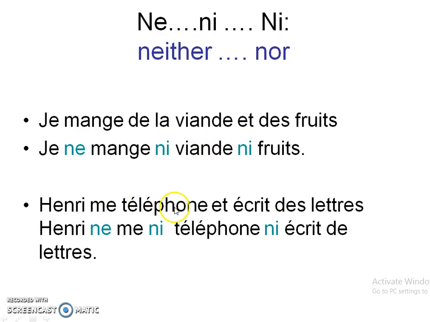Henri me téléphone et écrit des lettres. Henry telephones and writes letters to me. Henry neither telephones nor writes letters to me. So, Henri ne me téléphone ni n'écrit des lettres. Ne precedes the indirect object pronoun and ni is placed before the verbs.